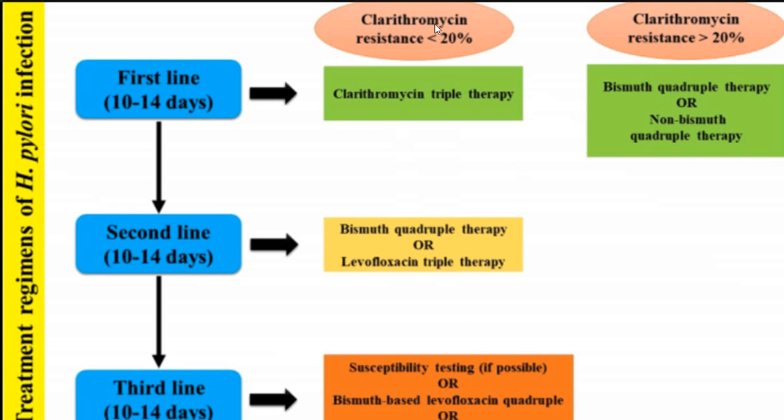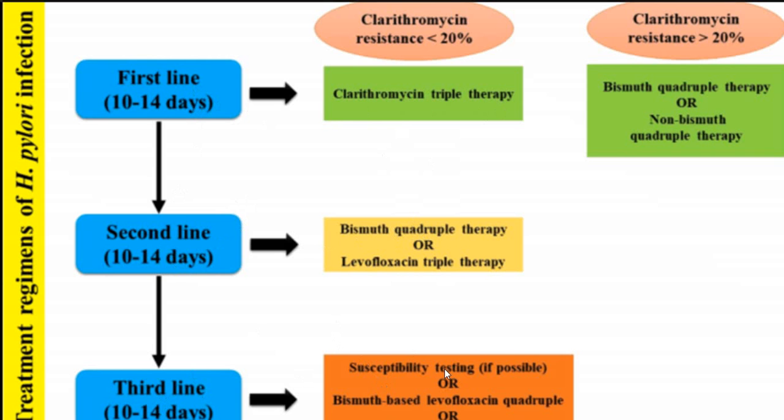Here, see, if clarithromycin resistance is less than 20%, you can go for this. And if it is more than 20%, go directly to bismuth quadruple therapy or non-bismuth quadruple therapy. If the resistance is less than 20%, try clarithromycin triple or bismuth quadruple in second line. So they divide into first line, second line and third line. In first line this therapy, second line this therapy, and third line for susceptible people, etc.